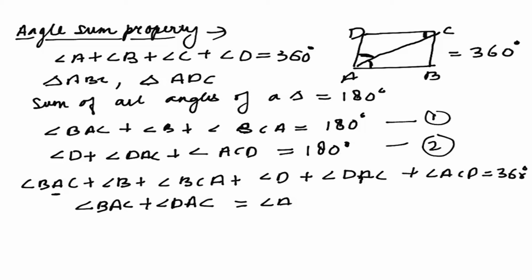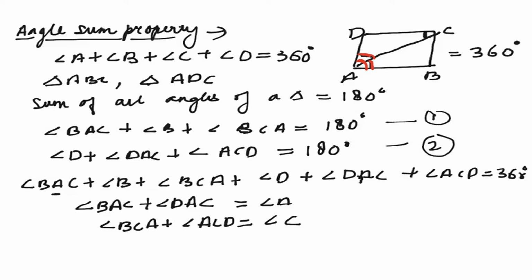If we add these two, that is angle DAC, this one, and angle BAC, this one, we will get this whole angle, so we can represent it with angle A. Similarly, angle BCA plus angle ACD will give us angle C.